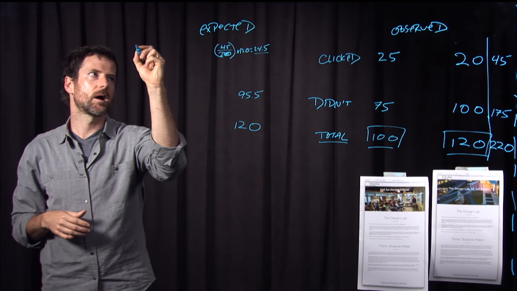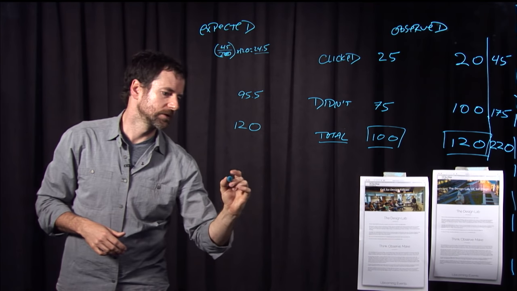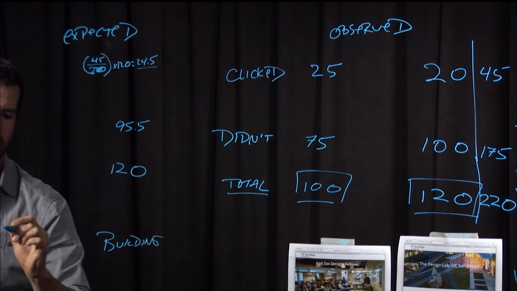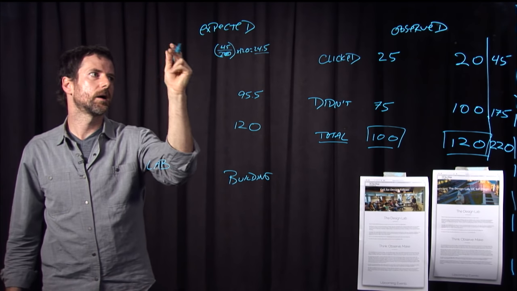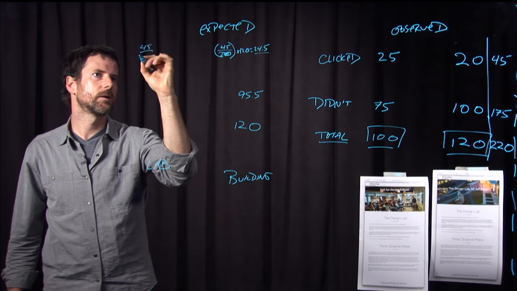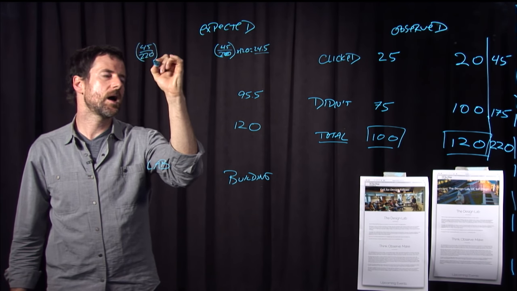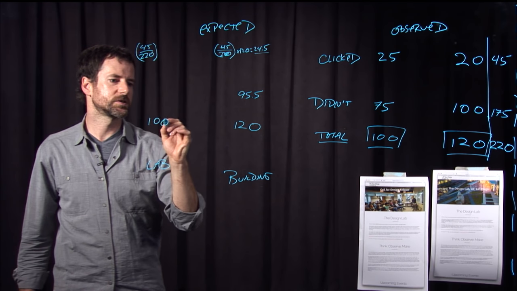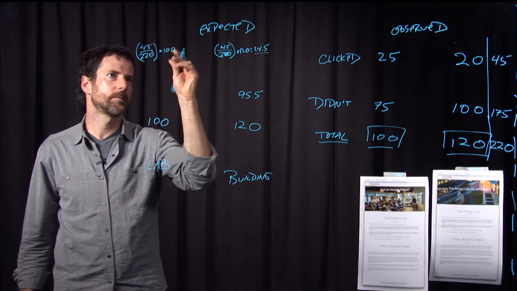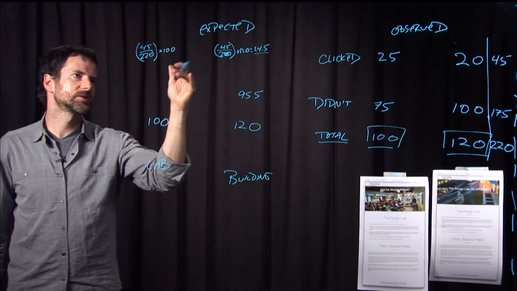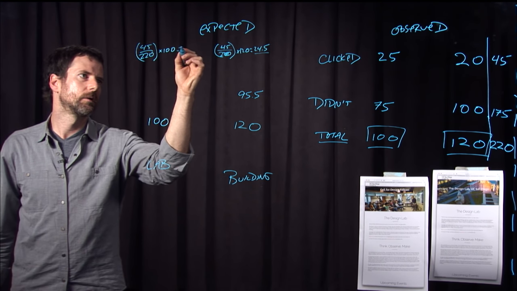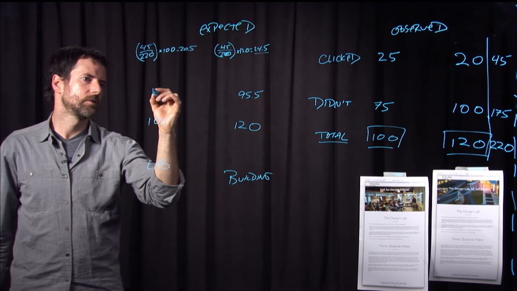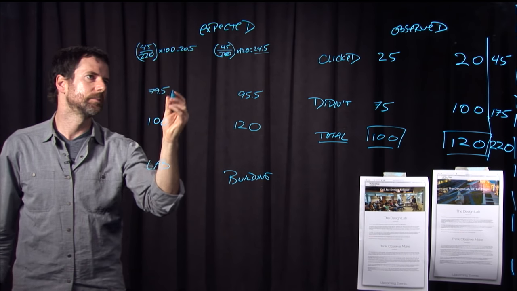And then we repeat the same cycle over here. So this is for our building, and this is for the lab. Here we get our 45 over 220 again, and now that's going to be multiplied by 100 people, because that's how many total participants we had. So that's times 100, and this gives us about 20 and a half people. And then for the non-clickers, that would give us 79 and a half people.